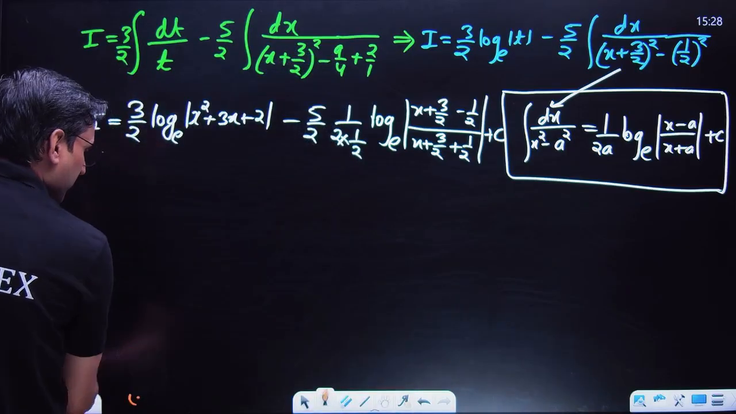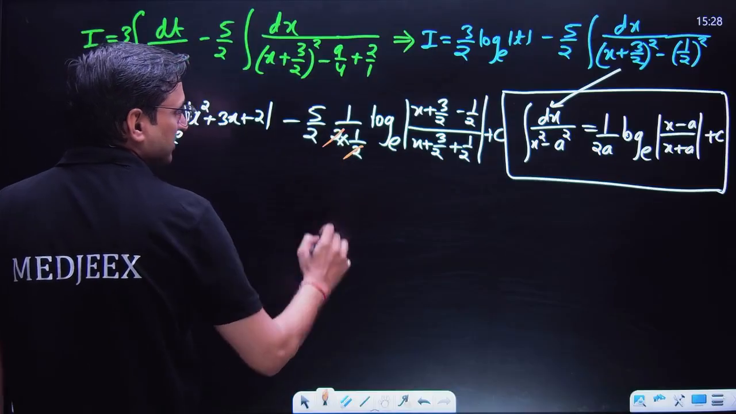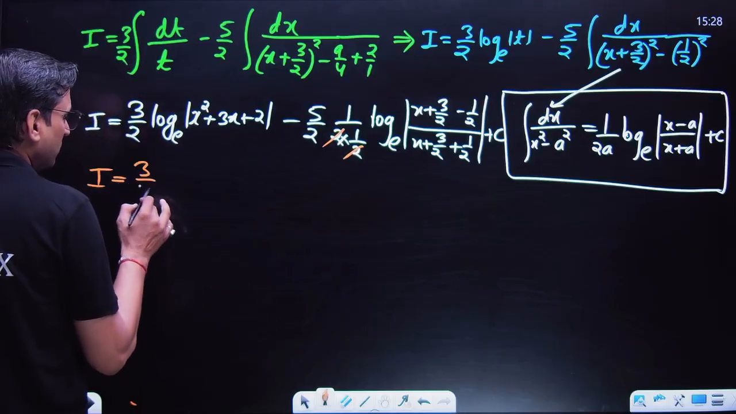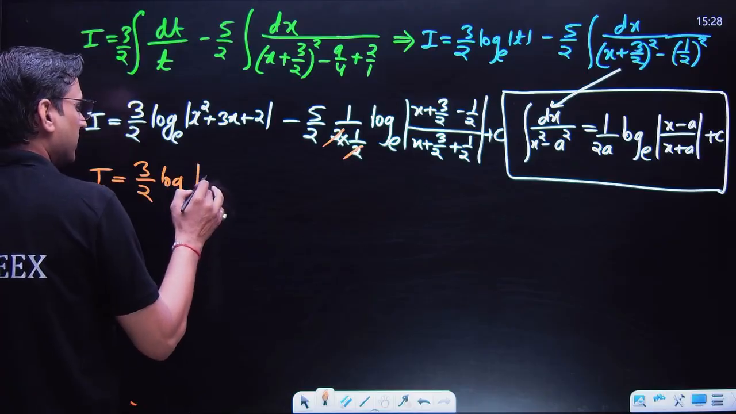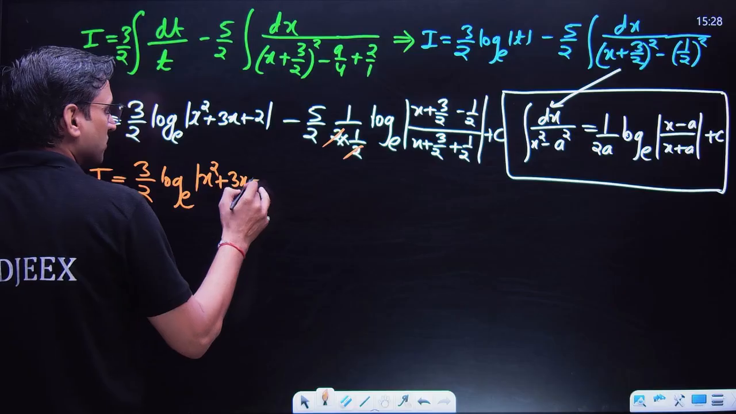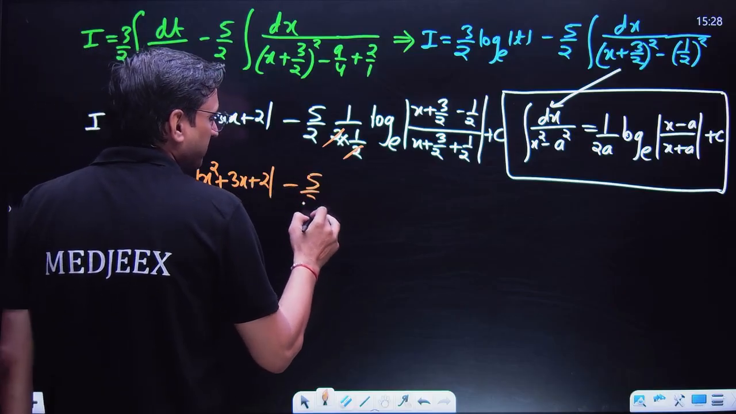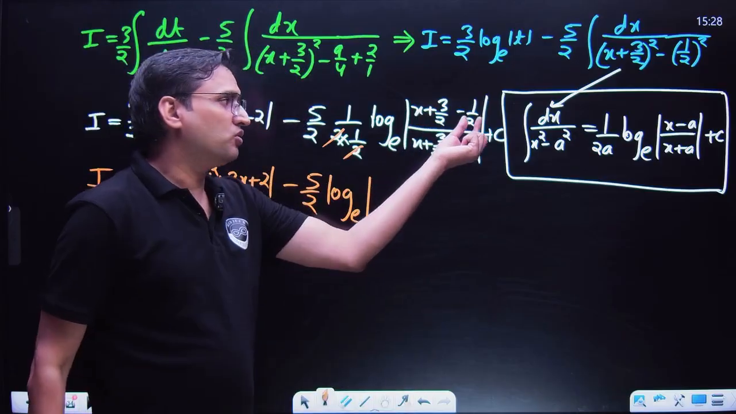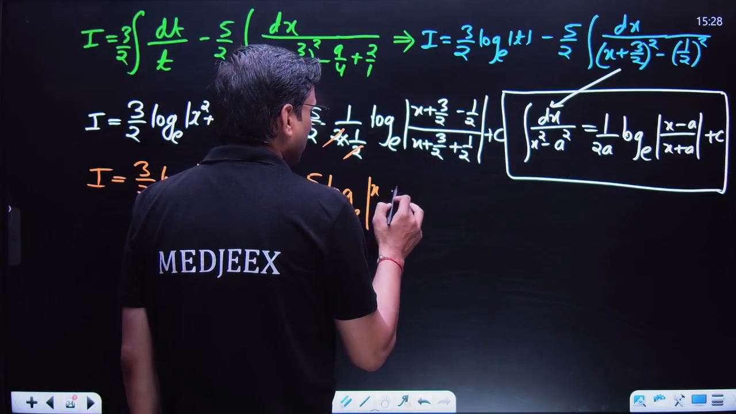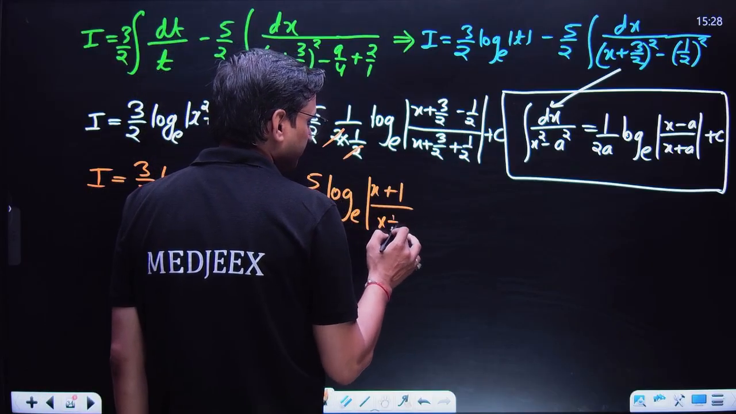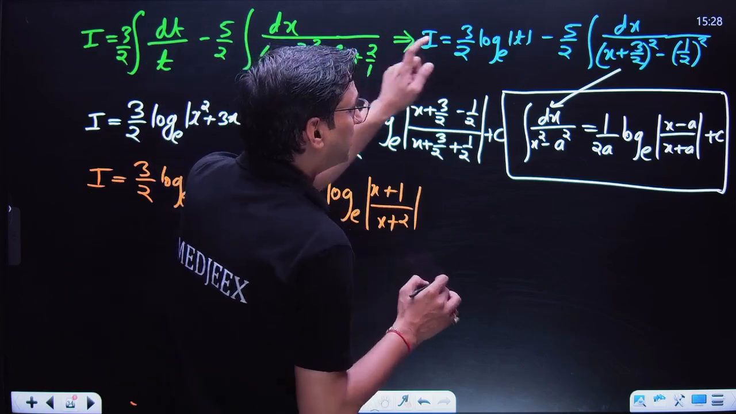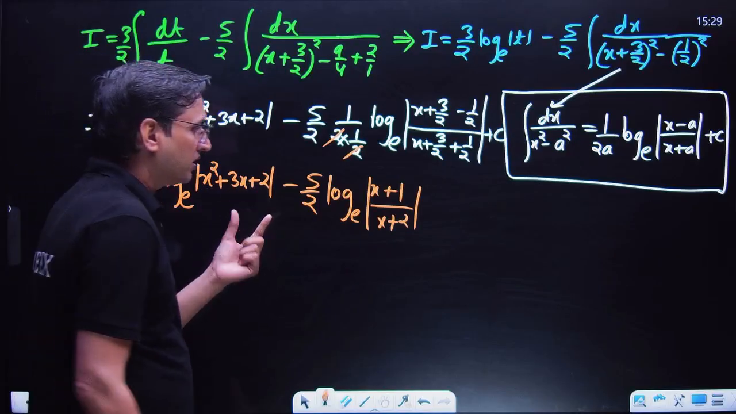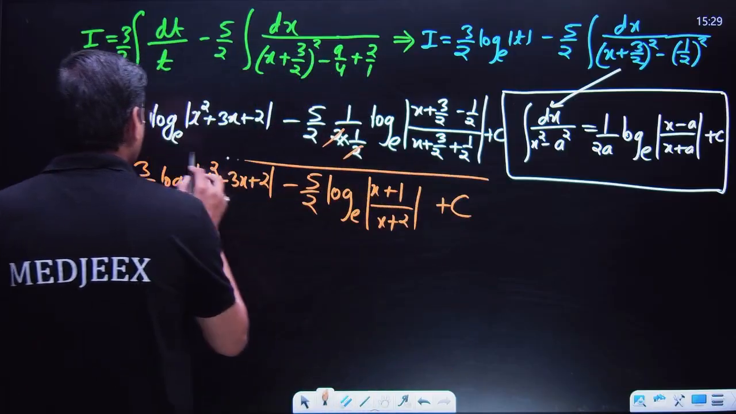Now remove all the things. From 2, 2 is cancelled. Yes or no? Now what else to mention? Sorry. 3 by 2 natural log of x square plus 3x plus 2, and after that I can write minus 5 by 2 natural log of modulus of 3 by 2 minus 1 by 2, which will be written as x plus 1, and these are nothing but factors of it. Whose factors? Factors of this. Yes or no? In the question also it is mentioned. Plus c is the answer. This is the answer of the question.